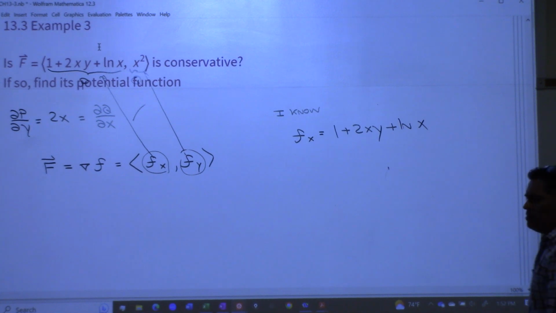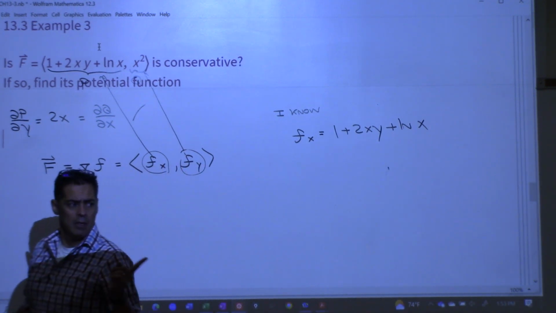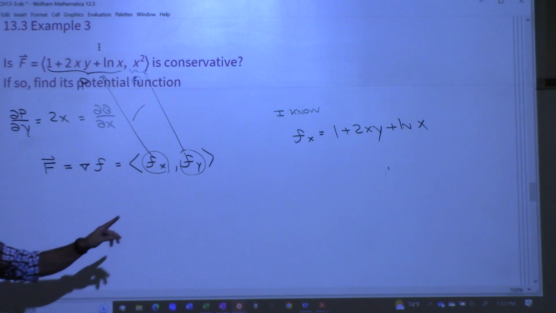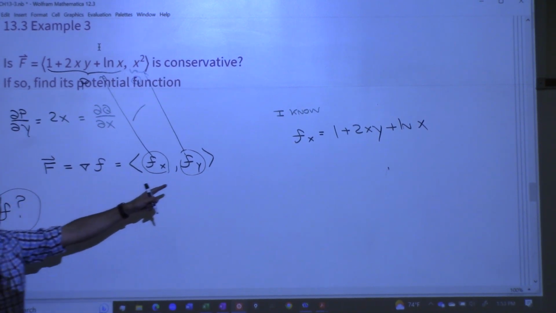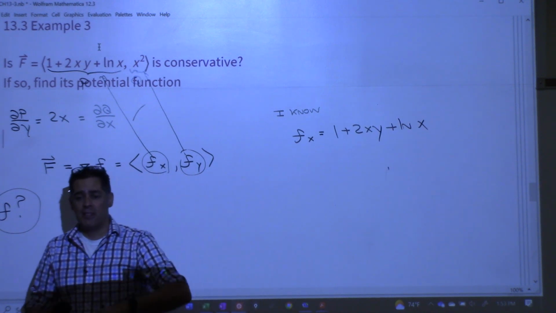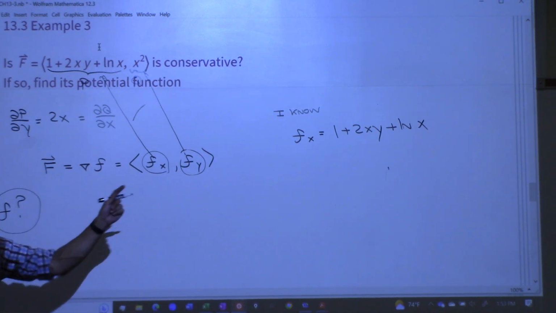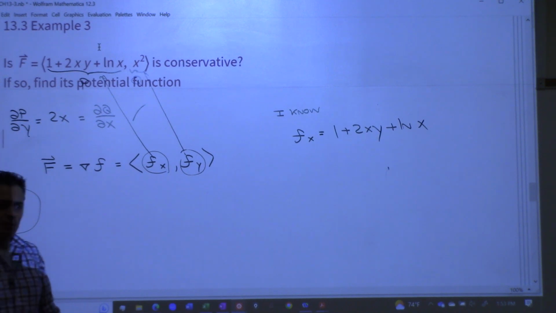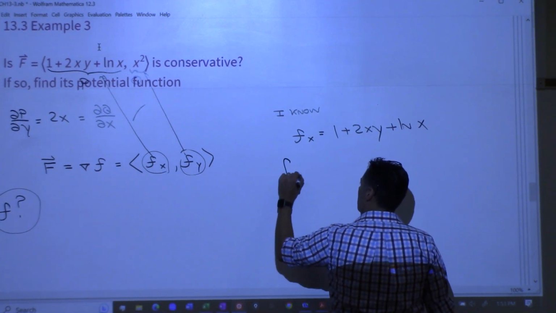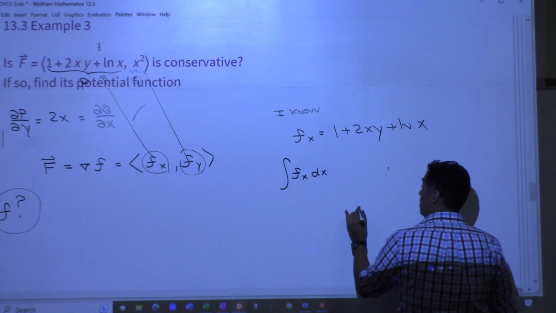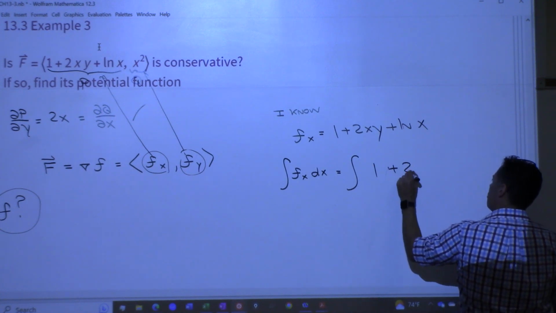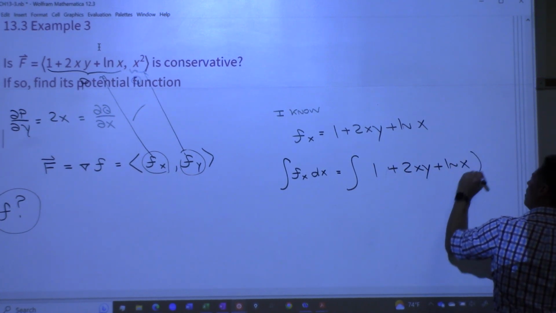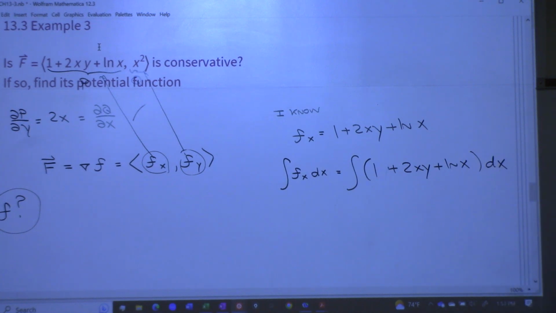Anyone remember what I did now? Antiderivative. We're trying to find little f. Ultimately, we want to know what the potential function is. We know what its partial with respect to x is. So to go back to f, we have to take the antiderivative on both sides of that equation with respect to x. So I do the integral of the partial of f with respect to x equals the integral of 1 plus 2xy plus natural log x with respect to x.